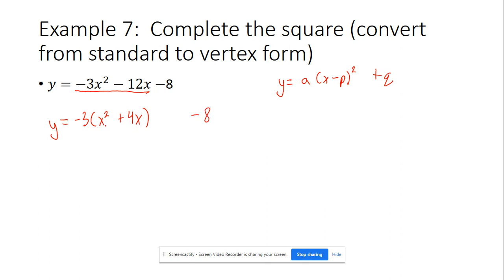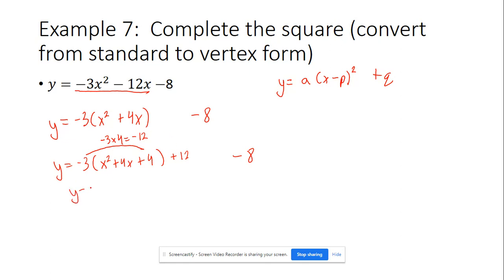Now I want to complete the square here. Half of 4 is 2, 2 squared is 4. So we get y equals negative 3 times x squared plus 4x plus 4. Again, the middle term is 4, half of 4 is 2, 2 squared is 4, that's this part here. So I added a 4, but I really added negative 3 times 4, which is negative 12. So I added a negative 12 that wasn't there before. If I want this to balance, I'm not going to subtract anything, I'm actually going to add. Since I added a negative 12, I'm going to add a positive 12 here.